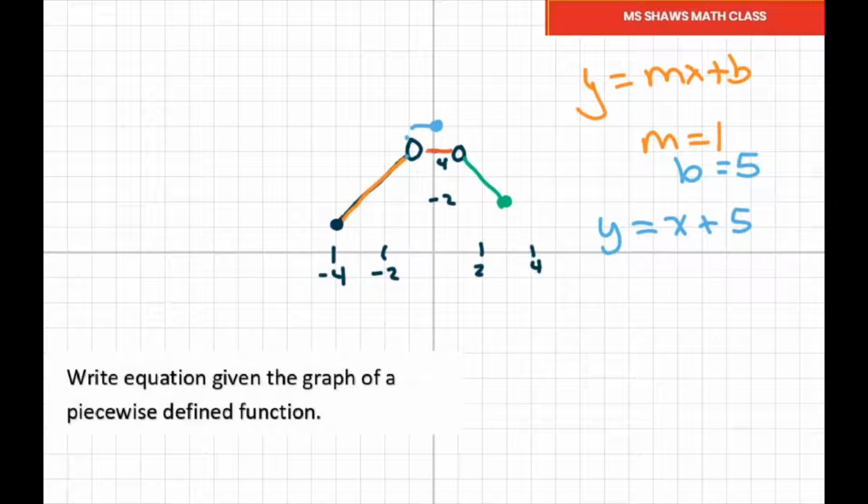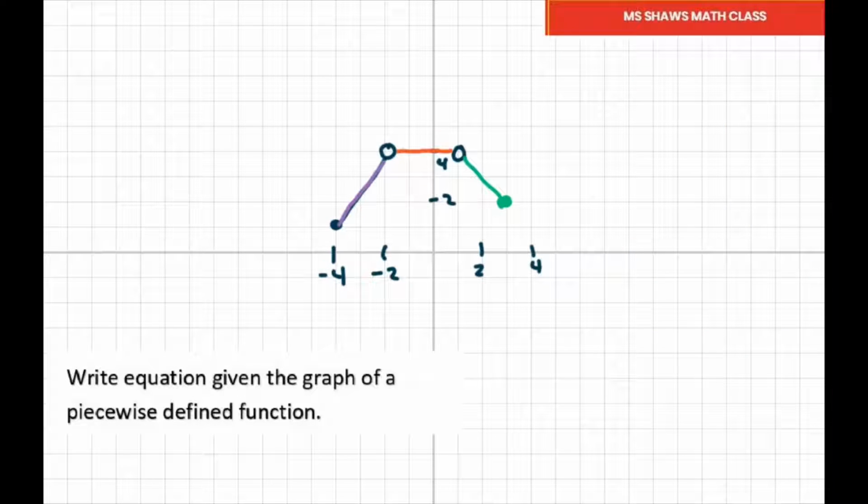However, we're only graphing it from negative 4 to negative 1. And it can't equal negative 1. And I think all these others are going to be graphed. So this one again, I'm going to have to change this a little bit.